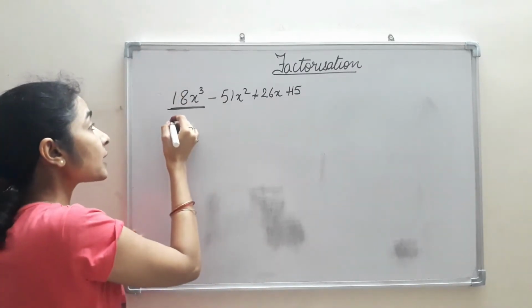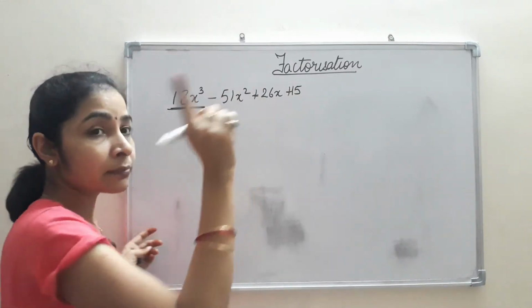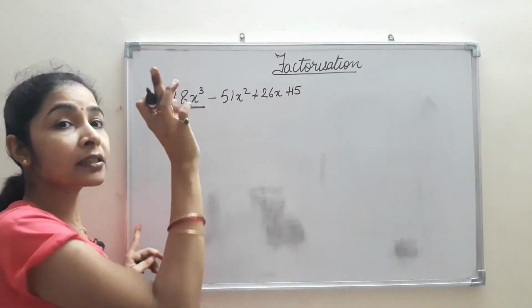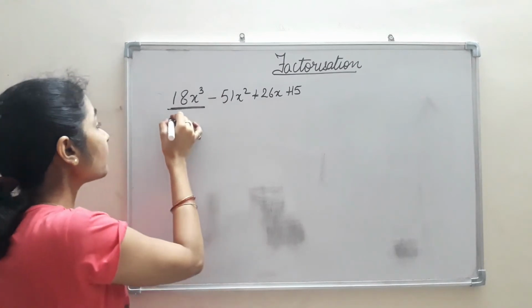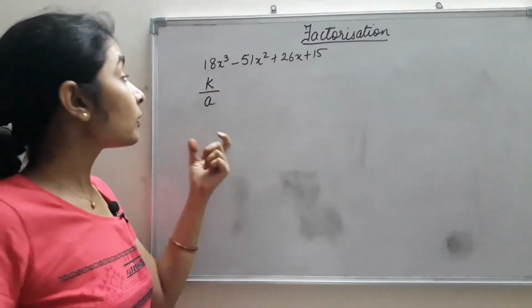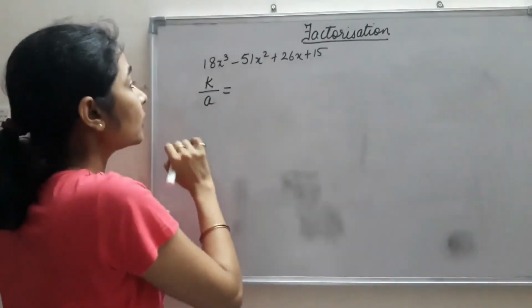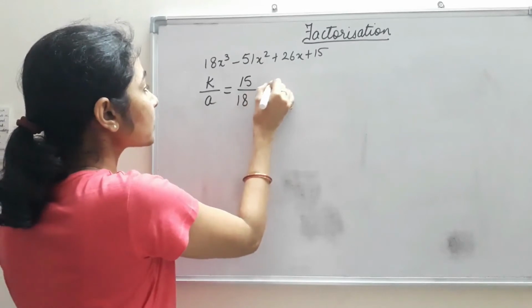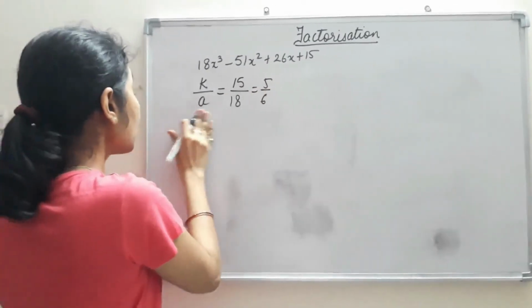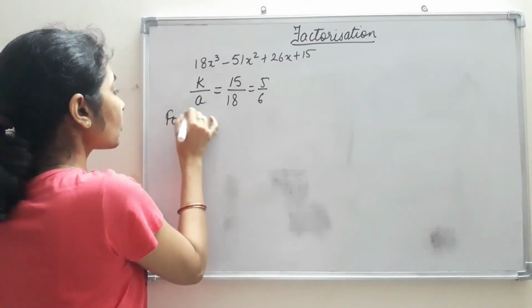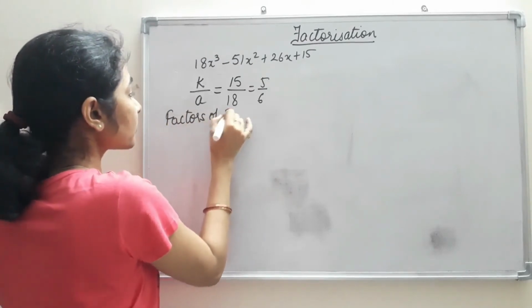That means the constant term is represented by k, and the coefficient of the highest degree is represented by a. So we will find out the factors of k upon a. Okay, so k upon a is equal to 15 upon 18, and if we simplify we get 5 upon 6. So the factors of 5 upon 6 we will find.